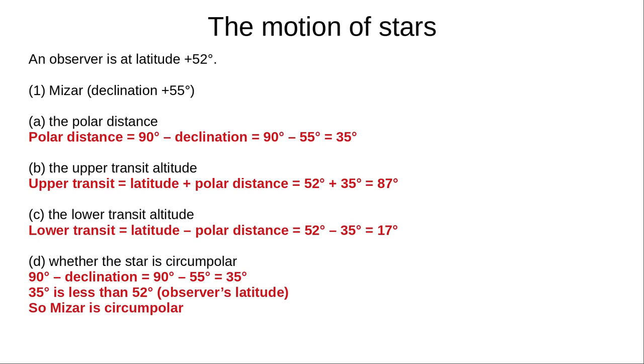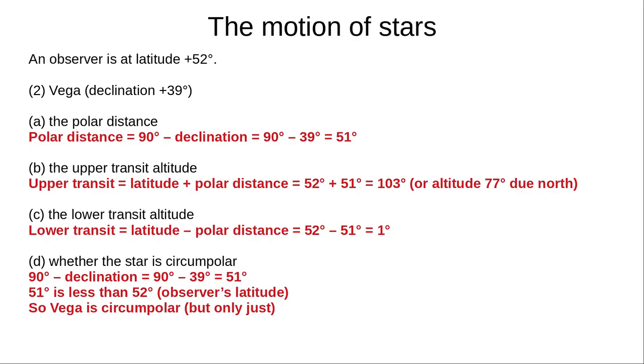For Mizar, polar distance is 90 degrees minus declination, or 90 degrees minus 55 degrees equals 35 degrees. Upper transit is latitude plus polar distance, 52 degrees plus 35 degrees equals 87 degrees. Lower transit is latitude minus polar distance, 52 degrees minus 35 degrees equals 17 degrees. And 90 degrees minus declination is 90 degrees minus 55 degrees equals 35 degrees. This is less than the observer's latitude of 52 degrees, so Mizar is circumpolar.